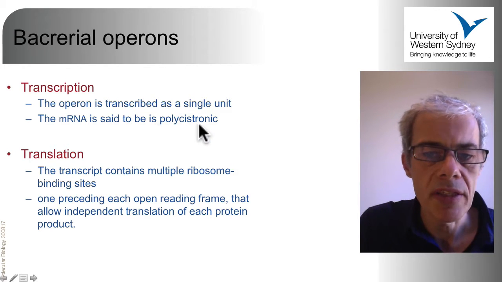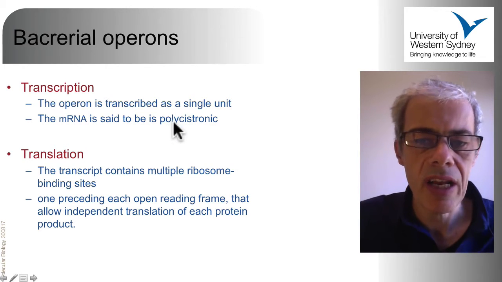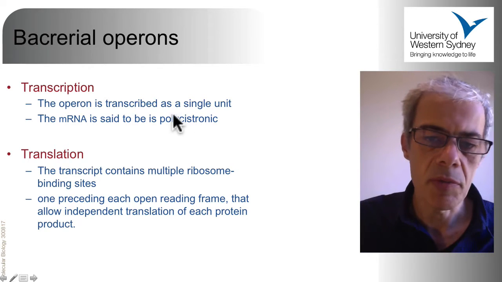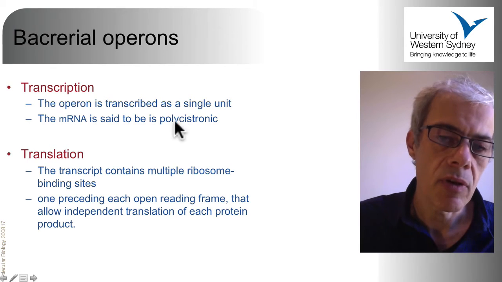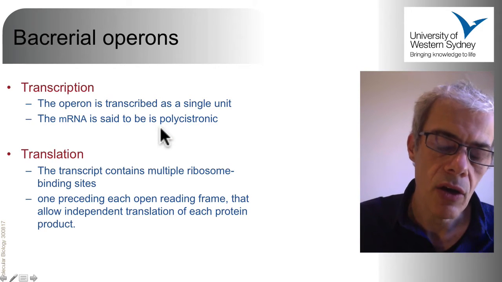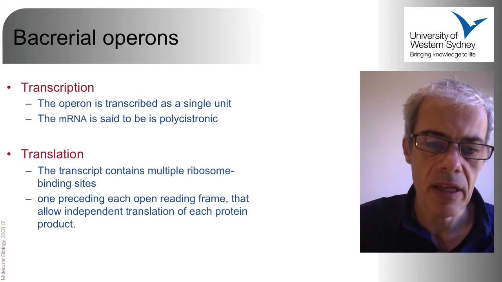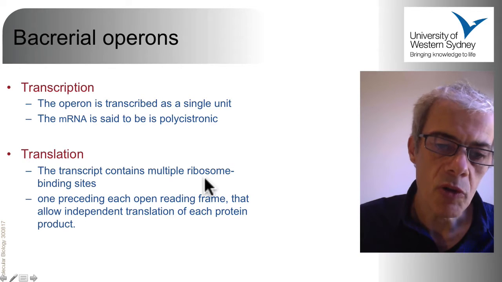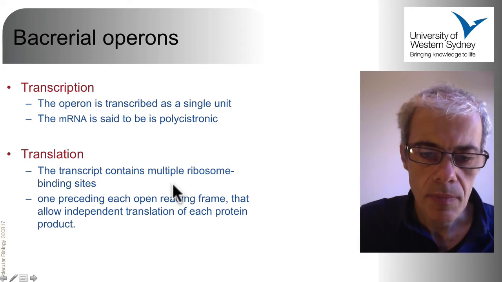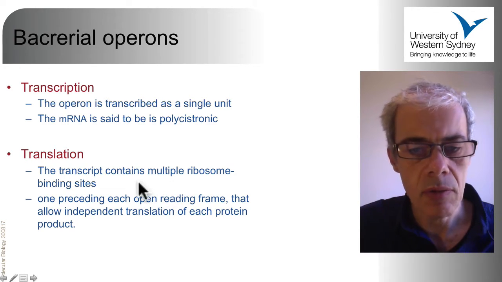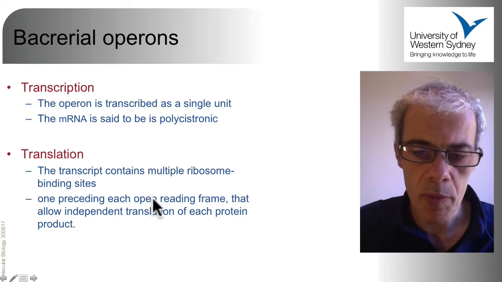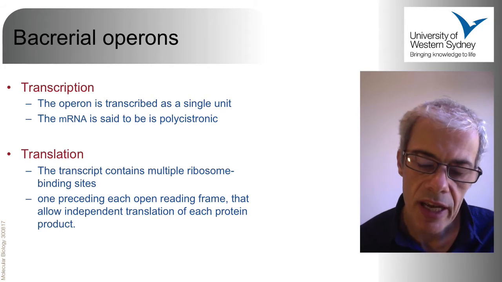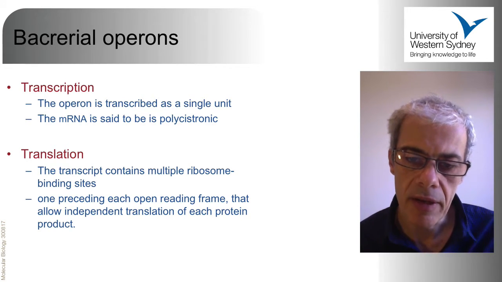When this operon is transcribed, it gives rise to a single messenger RNA, and the messenger RNA is said to be polycistronic. Historically, genes were referred to as cistrons at some point. Polycistronic just means many genes, so effectively it's a messenger RNA that codes for more than one gene. These polycistronic messenger RNAs contain multiple ribosome binding sites, with a single ribosome binding site prior to each open reading frame. What this gives rise to is independent translation from the messenger RNA.